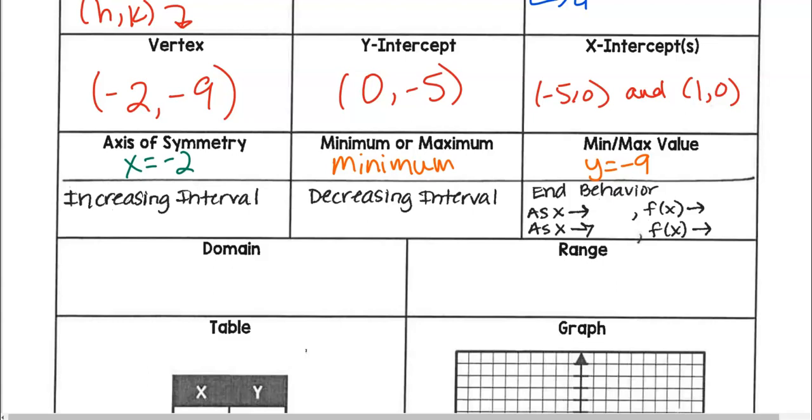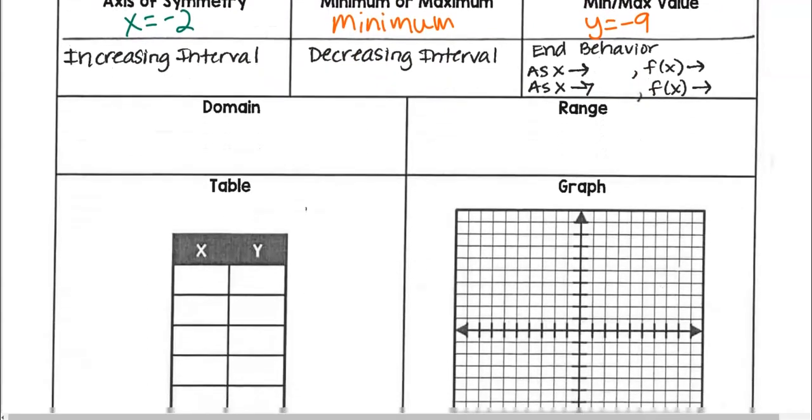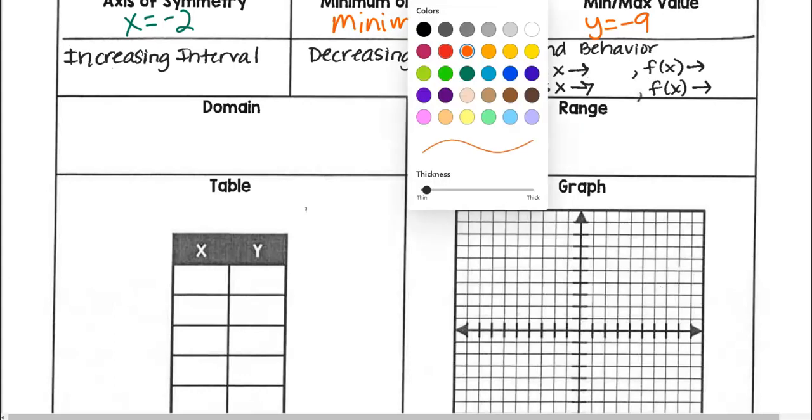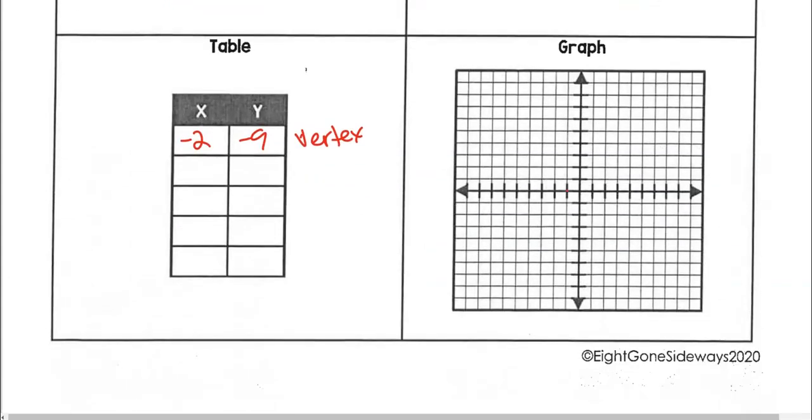Okay. I'm going to graph it. Is that okay with y'all? Okay. What was our vertex? All right, I'm going to do that one first. So over 2 and then down 9. 1, 2, 3, 4, 5, 6, 7, 8, 9. All right. Here's our vertex.